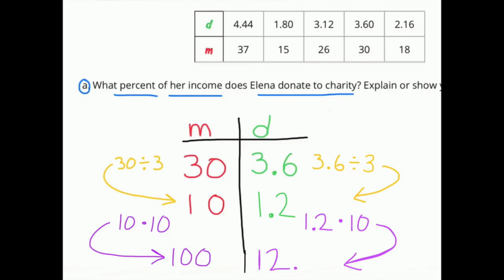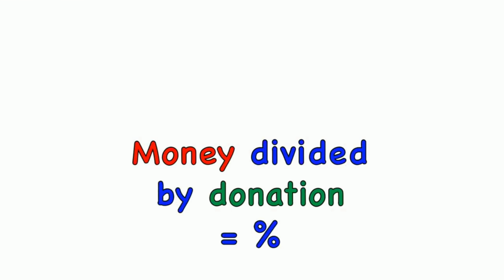If she donates $12 for every $100 she earned, that's 12%. She donates 12% of her income to charity. If it was confusing for you to use a table, you could just use the amount of the donation divided by the money earned, and that would give you the percent.